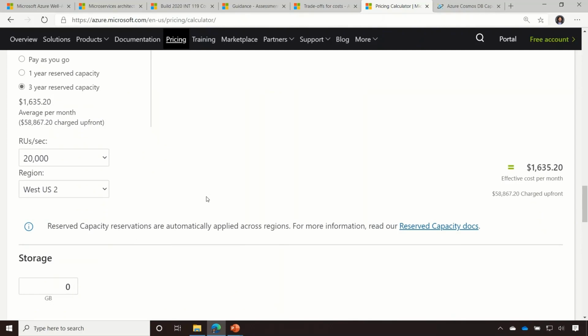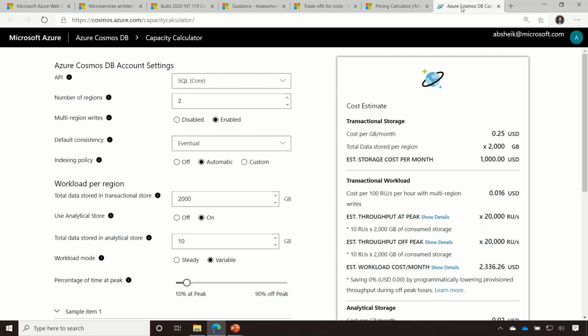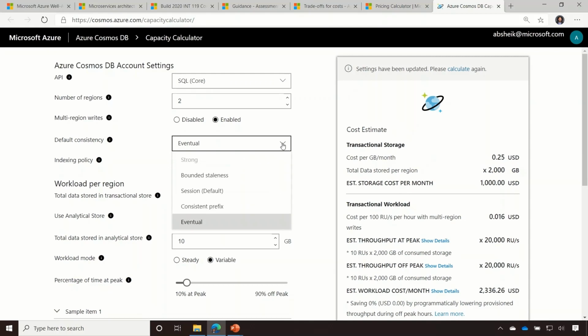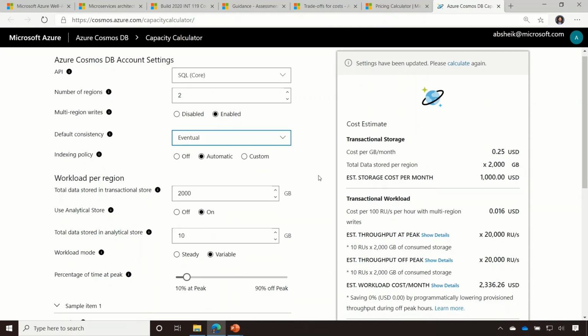One of the inputs to the Cosmos DB cost calculation is your throughput request units. I'm going to use the Cosmos DB capacity calculator to estimate more accurately the throughput request unit that would be applicable for our reference workload that we are cost modeling for. We have chosen here a SQL API with 2 region and enable multi-region. We will choose eventual consistency.